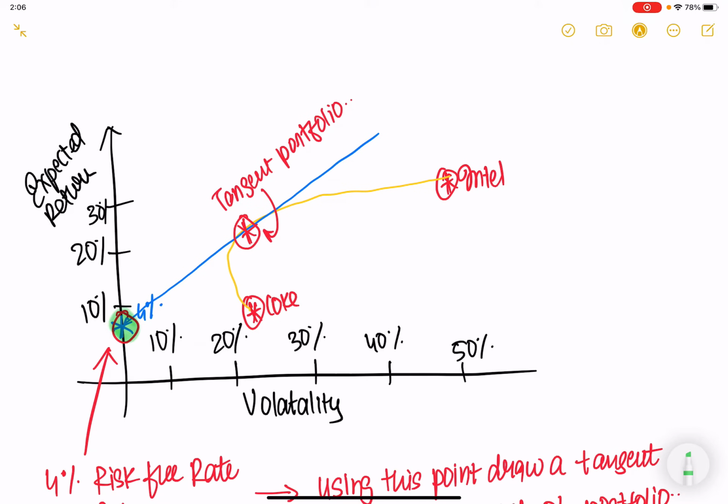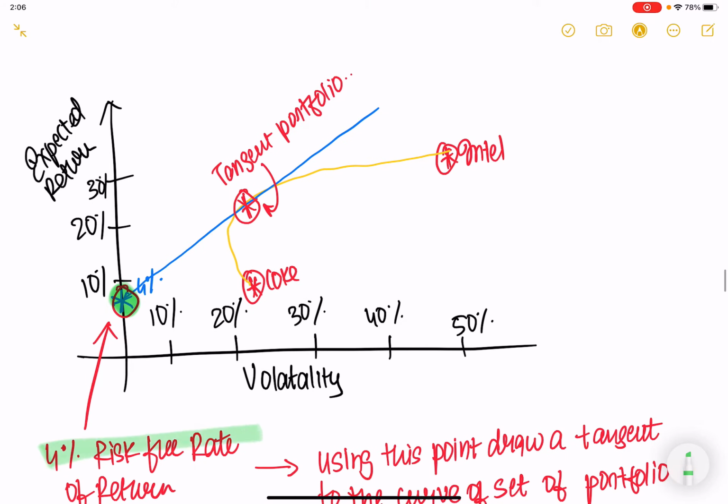And once you have a reference risk-free rate, let's say 4% is what you get from a government bond. Today it's close to 0% for treasury bills, but you should find out what the risk-free rate is. The risk-free rate is like a treasury or government bond, something that rarely goes down, right? Once you get the risk-free rate, you can draw a tangent to this yellow line, which just touches at the maximum peak.